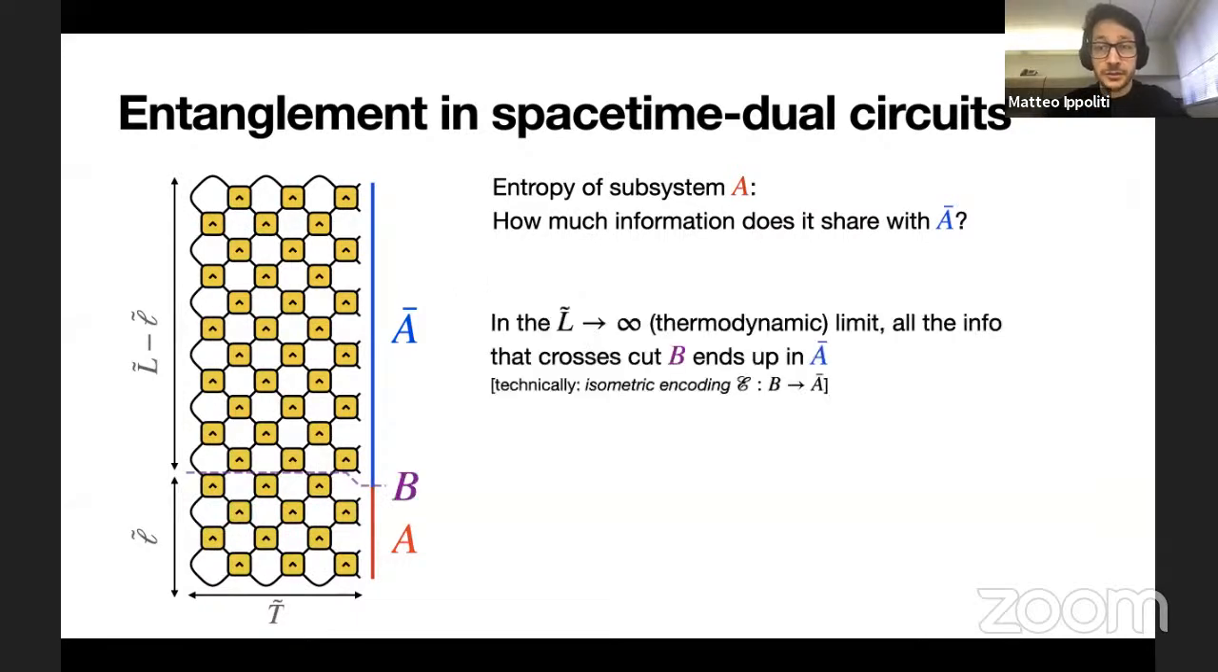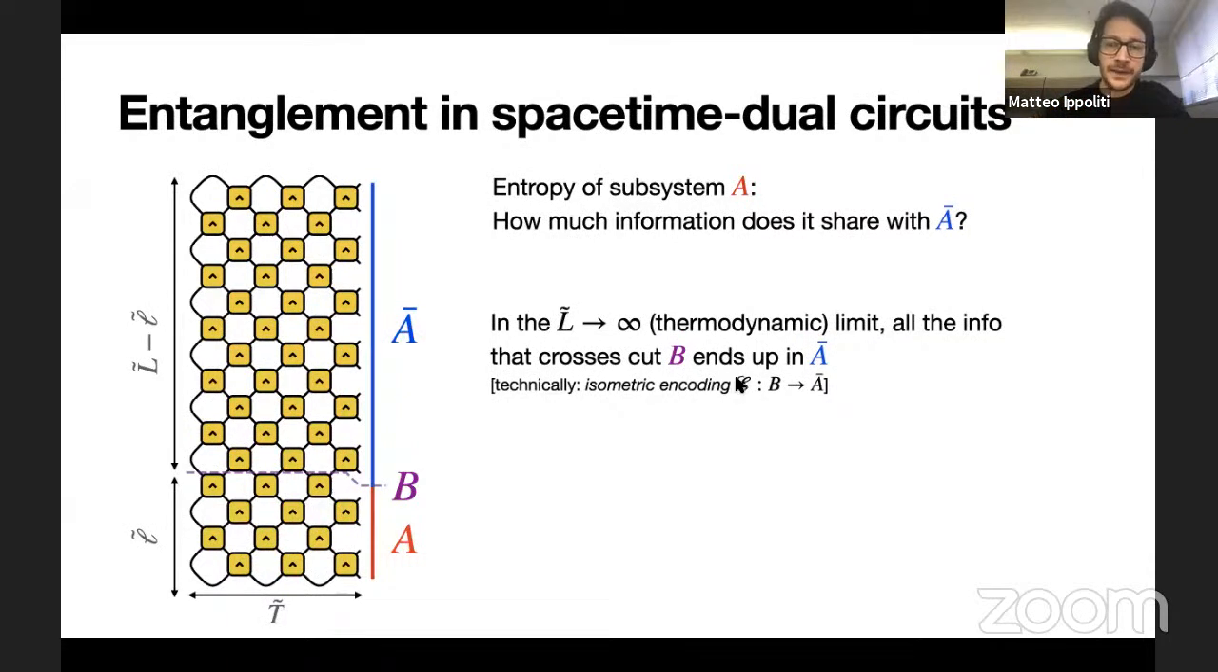And a great simplification occurs if you take A bar to be infinitely big. So if you take your finite subsystem to be embedded in a semi-infinite chain, then in that case, all the information that crosses this cut B, that's separating the two subsystems, ends up exactly in A bar. So formally, we have a result. We can prove there is an isometry between the qubit states that go through B and the state that ends up in A bar.